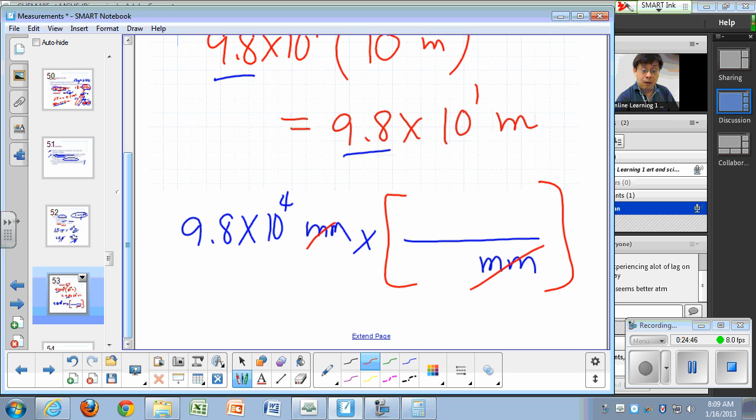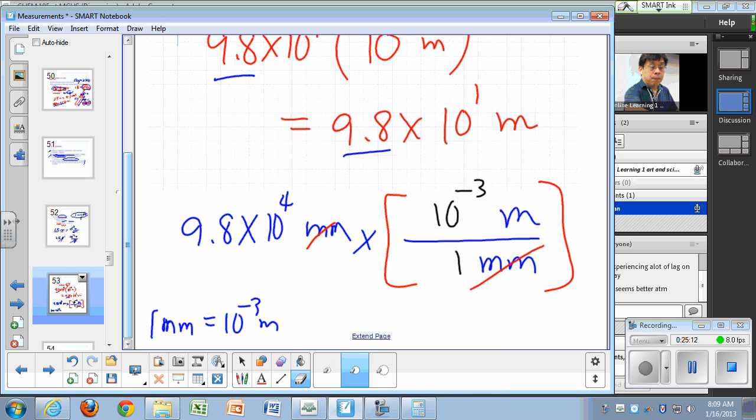And the unit that I want to replace it with, I put on top. So I put meters up here. And I just need to know how meters and millimeters are related. So I know that 1 millimeter is equal to 10 to the negative 3 meters. So I can put 1 millimeter is equivalent to 10 to the negative 3 meters. There. And I should get the same answer.